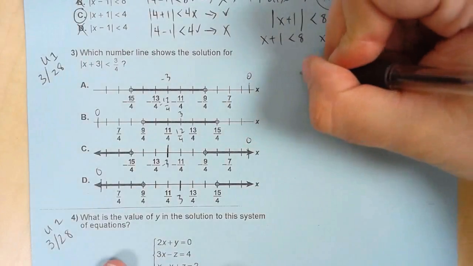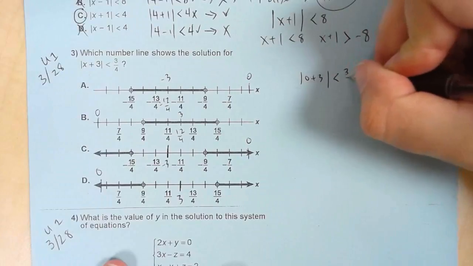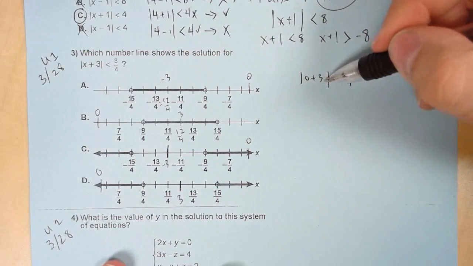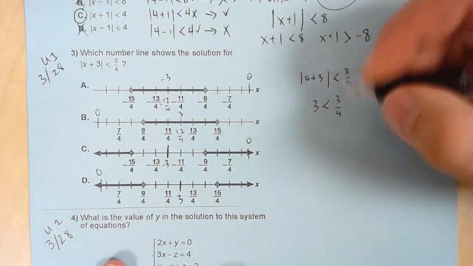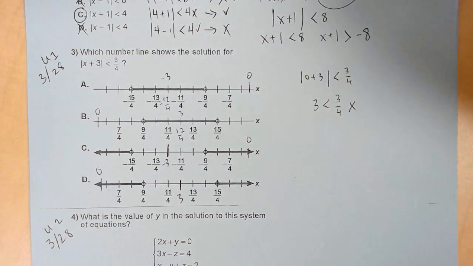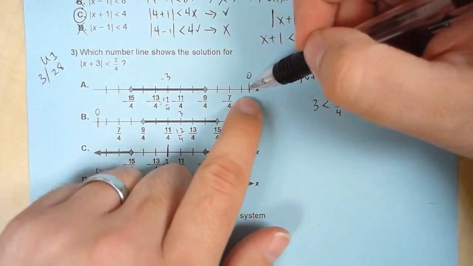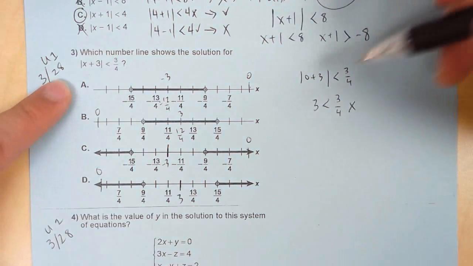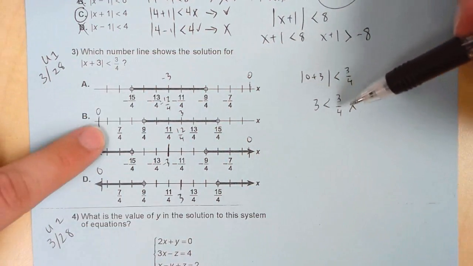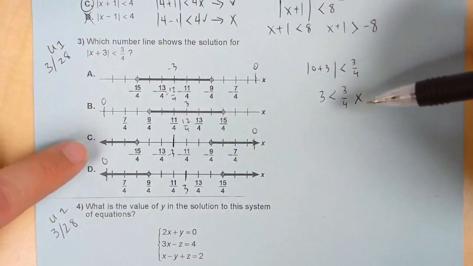So absolute value of 0 plus 3 is less than 3/4. So we get 0 plus 3 is 3. Absolute value of 3 is, of course, 3. 3 is not less than 3/4. So let's see, 0 is outside of this solution. It didn't work like it was supposed to, so that says A is still in the running. 0 is outside this solution. It didn't work like it was supposed to, so it says B is in the running.